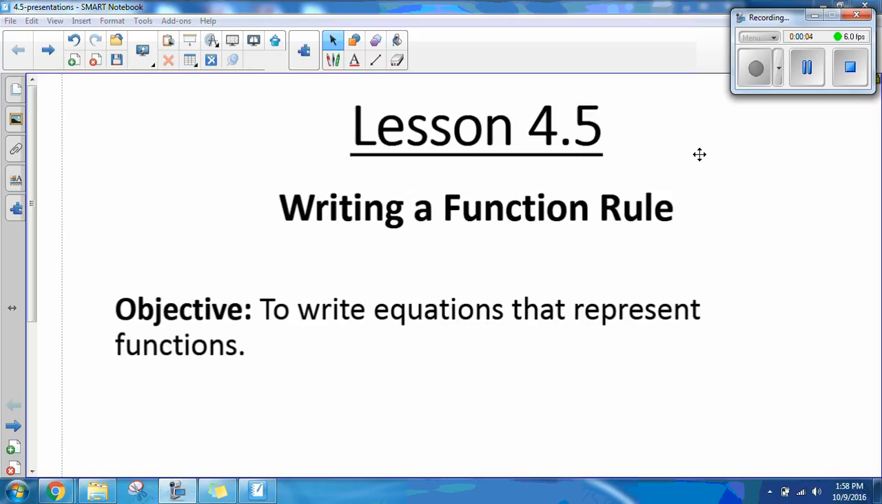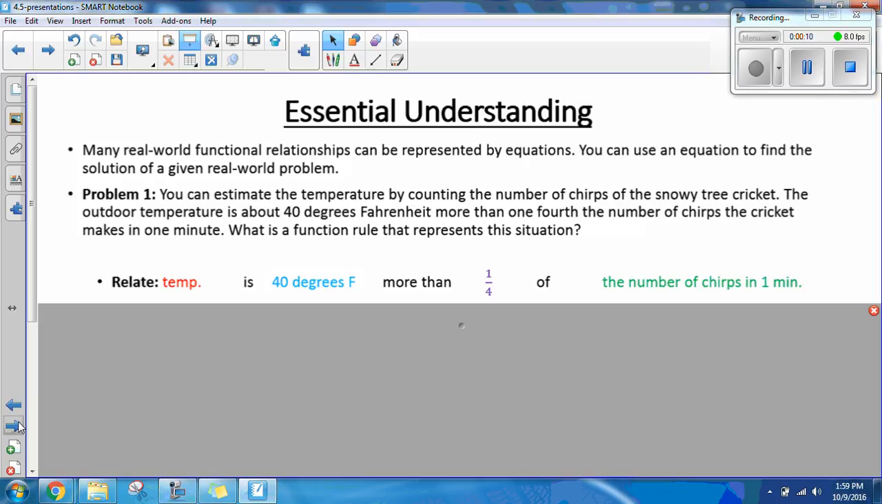This is lesson 4.5, writing a function rule. Your objective is to write equations that represent functions. Many real-world functional relationships can be represented by equations. You can use an equation to find the solution of a given real-world problem.